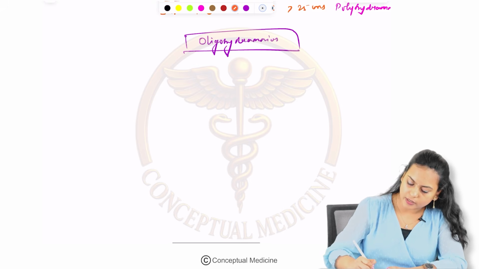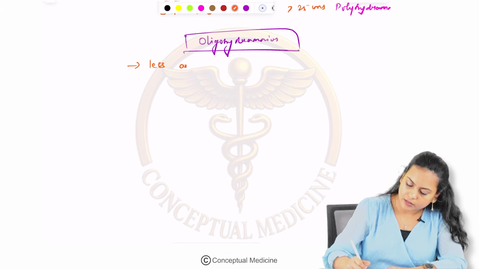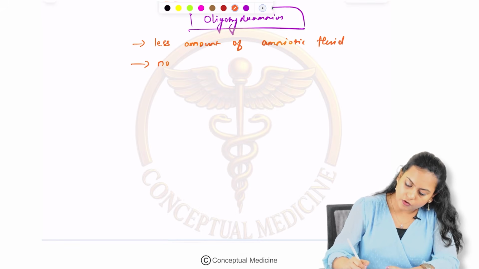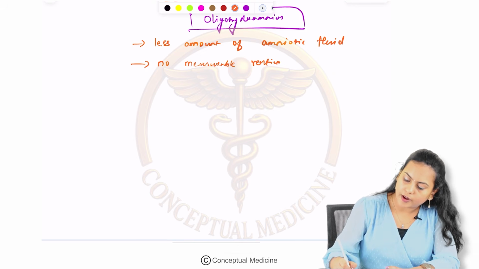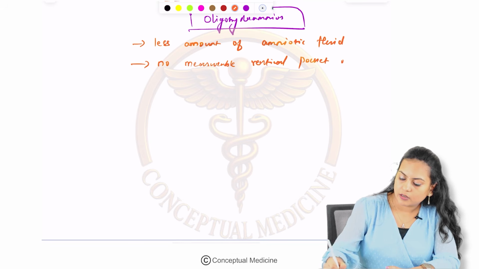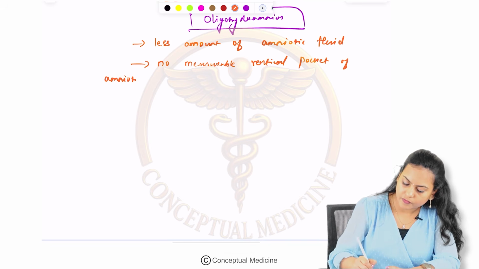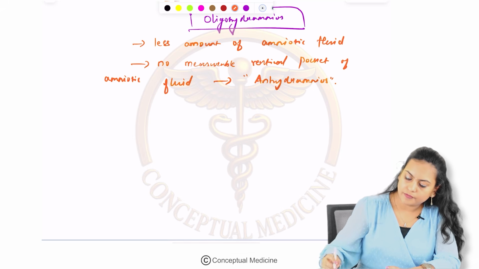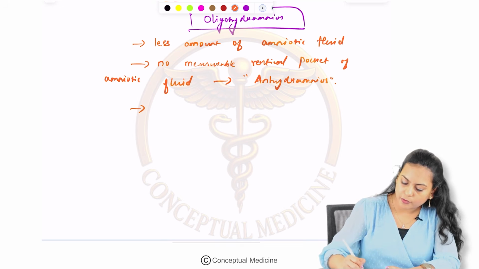What is oligohydramnios? It is basically less amount of amniotic fluid. If no measurable vertical pocket of amniotic fluid is present, then this condition is known as anhydramnios. Okay, and oligohydramnios complicates about 1 to 2% of all pregnancies.